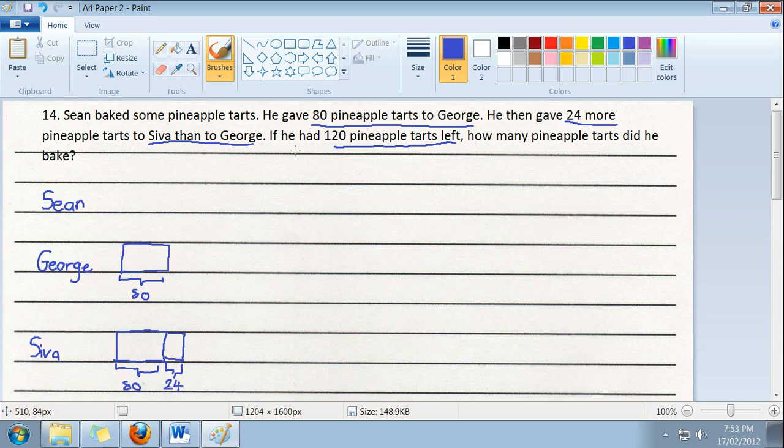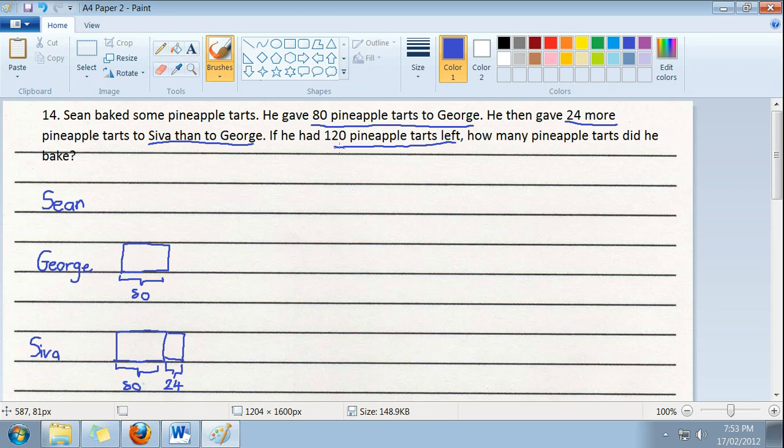Why is that? Well, if we reread the sentence, it says he then gave 24 more pineapple tarts to Siva, then to George. That means that Siva has the same amount as George, but he has 24 more. So since George received 80 pineapple tarts from Sean, that means Siva must have 80 plus 24, and that would be 24 more.